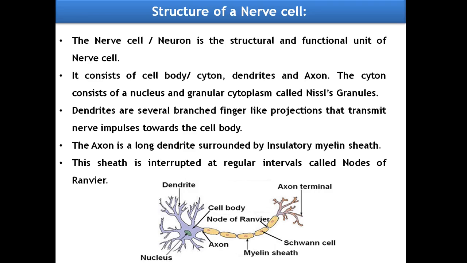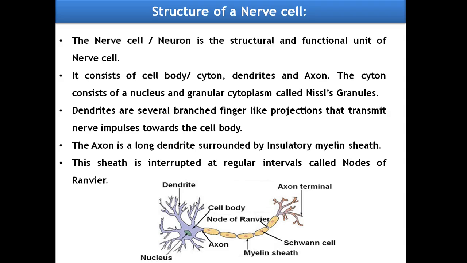The axon is surrounded by a specialized insulatory sheath called myelin sheath. The sheath is interrupted at regular intervals; these interruptions are called nodes of Ranvier. The myelin sheath is made up of Schwann cells and chiefly consists of fatty material.